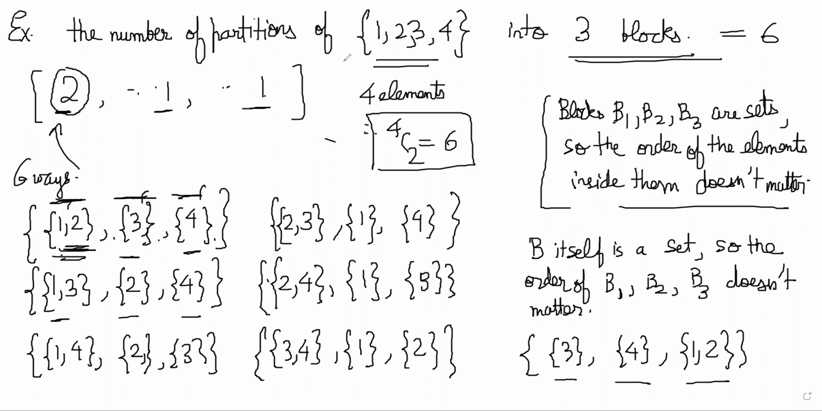So we have understood how to partition a 4 element set into 3 blocks where blocks are identical. This was the case where blocks are identical. If blocks were different, then the number would be higher. It would be 3 factorial times this, right? So let's do another problem to reinforce the concept of partition.